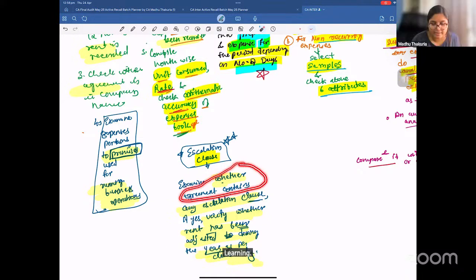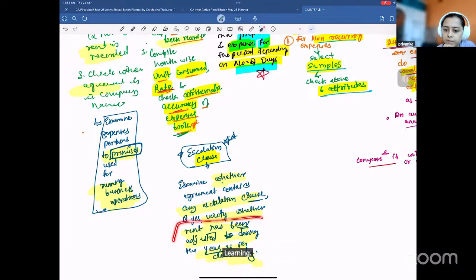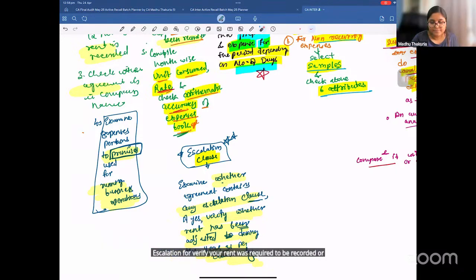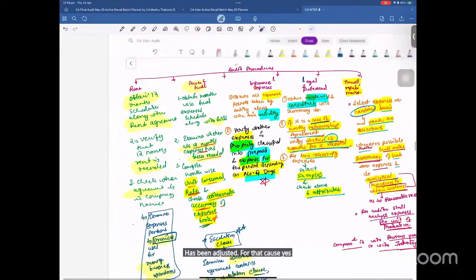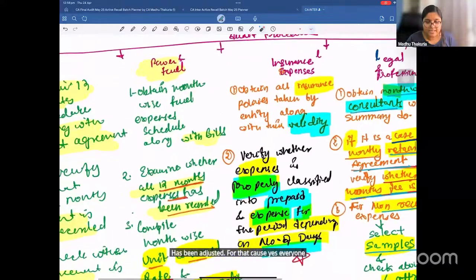And the last, if there is an escalation clause, examine whether it is correctly accounted. Examine whether the agreement contains the escalation clause. If yes, verify whether the rent has been adjusted as required for that clause, on a renewed basis. Yes, everyone.